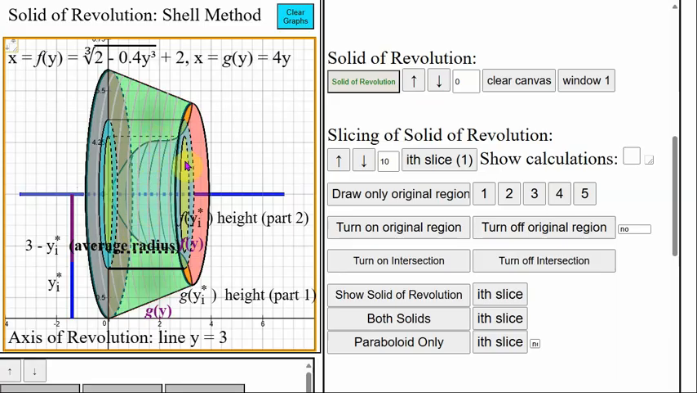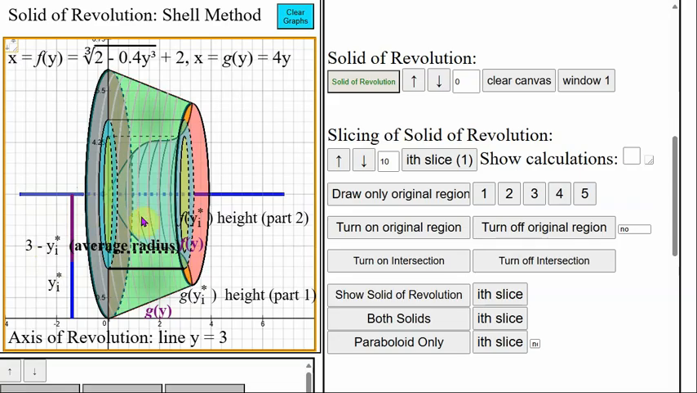And so here's what the ith shell looks like. This is one of the shells. So the distance from the axis of revolution to right here, that's the inner radius. And then the distance from the axis of revolution to here, that's the outer radius. And then right in the middle, at this midpoint, the distance from here to the axis of revolution, we call that the average radius. And so this midpoint, let's call it y sub i star. And therefore the average radius for this ith shell would be 3 minus y sub i star.